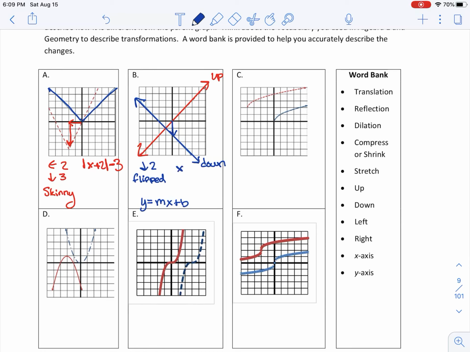That means I'm going to get x minus 2 on the outside, and I'm going to get a negative in front of the x to represent the flip.